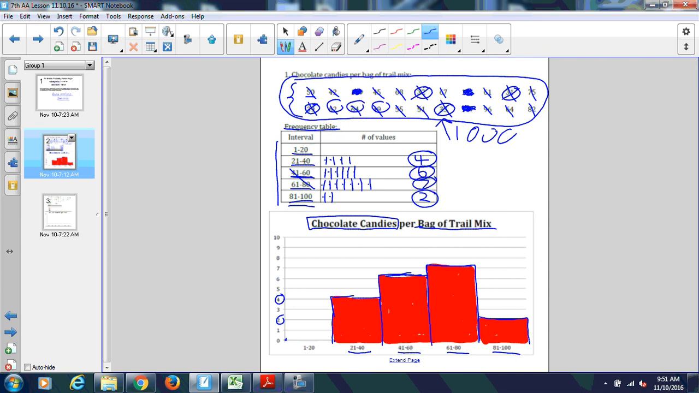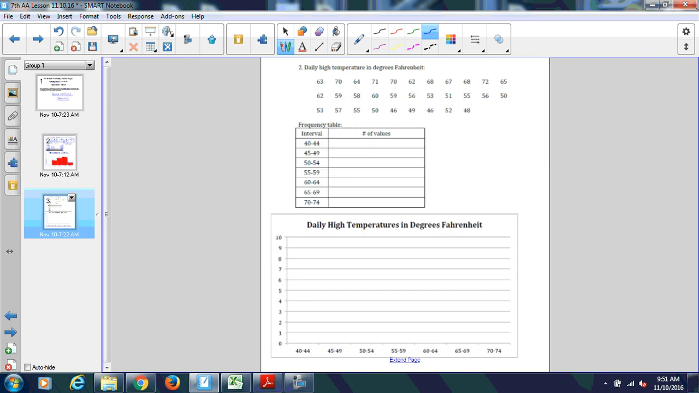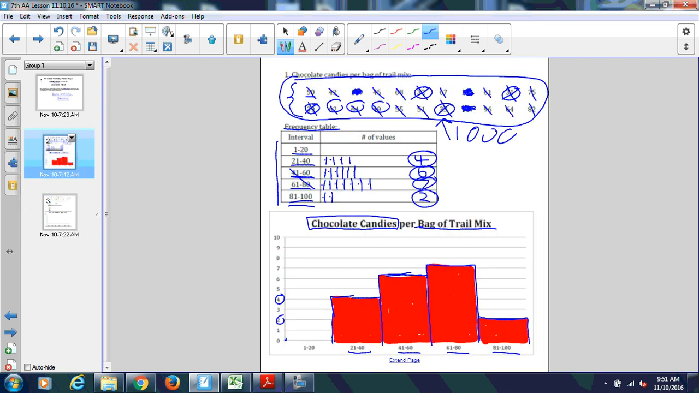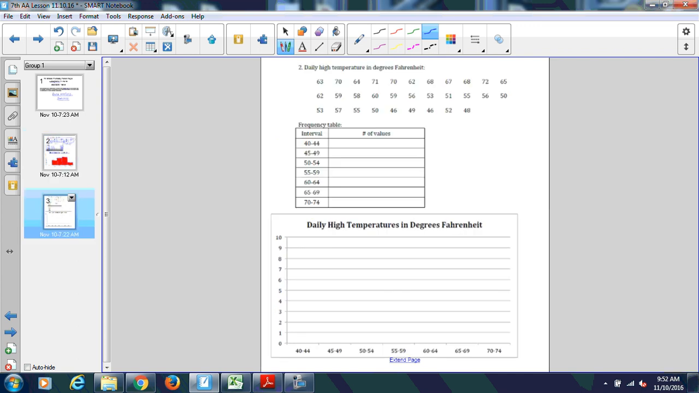So what I would like for you to do, if you missed class, I need you to complete the exercise just as I've shown right here, coloring it in. And also, we're going to do the same thing here. This one has a few more data points, and your graph is going to look different, but it's going to be done the same way.